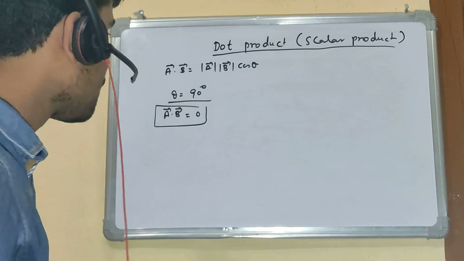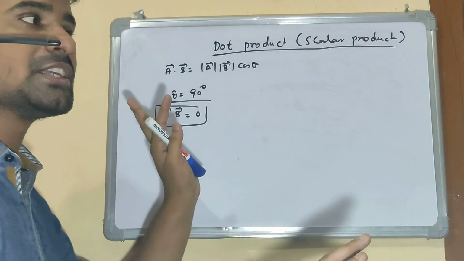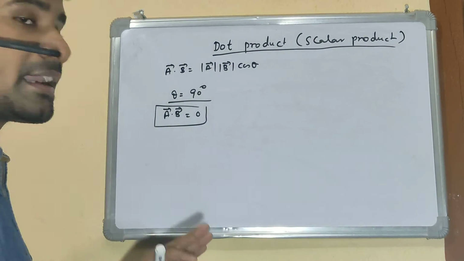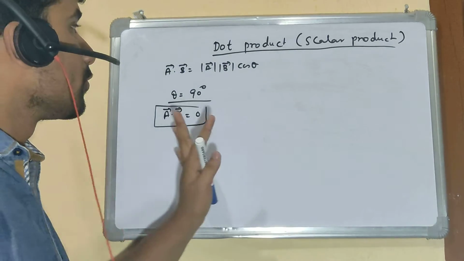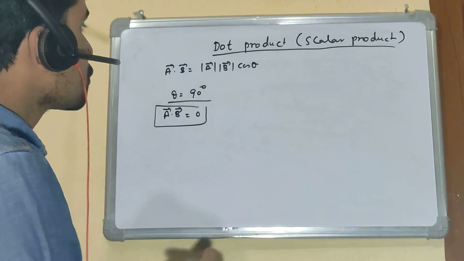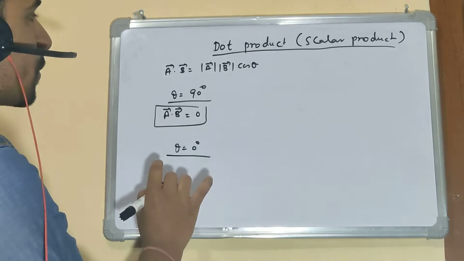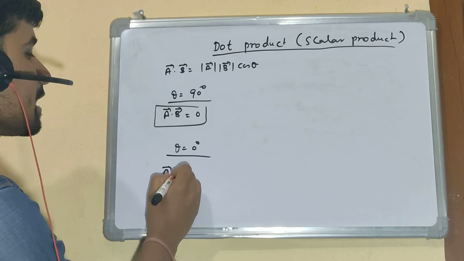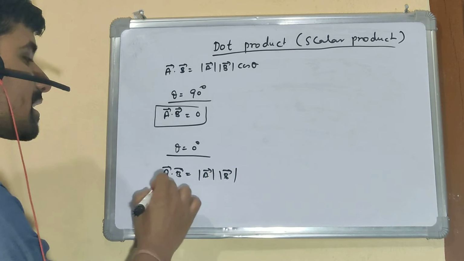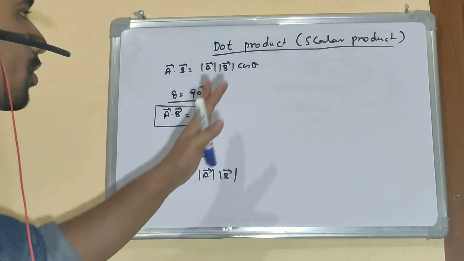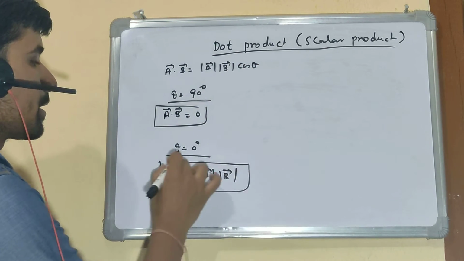Very clear? Okay. So if force and displacement are orthogonal to each other, they are at 90 degrees to each other, there is no work done. So work will become 0, right? If theta is 90 degrees. So if theta equals 0 degrees, what happens? Cos 0 is 1. So the dot product will be the same as the product of magnitudes, right? And this is the maximum possible value of this dot product because the max value of cos theta is 1, right?